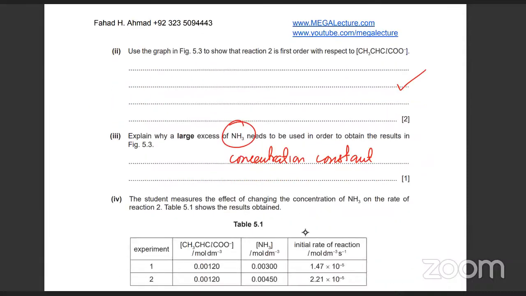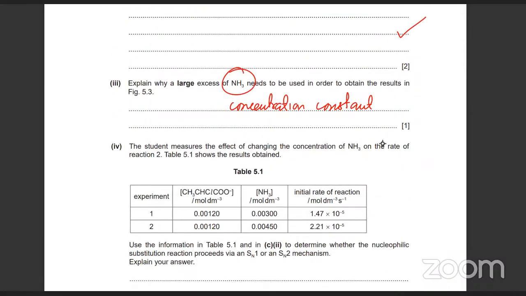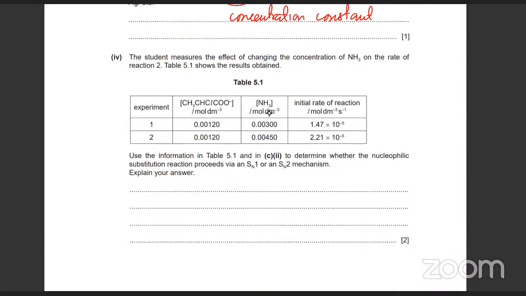The next part here: the student measures the effect of changing the concentration of NH3. Now he's investigating NH3. So based on these two experiments, he is changing the concentration of NH3. In the first and second experiment, by what factor did he change the concentration of NH3? किस factor से change किया था? 1.5. ठीक है, so it was changed by a factor of 1.5.